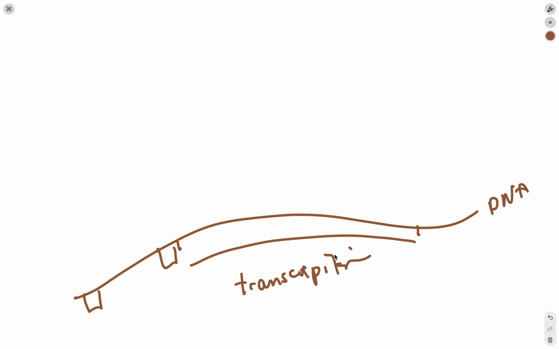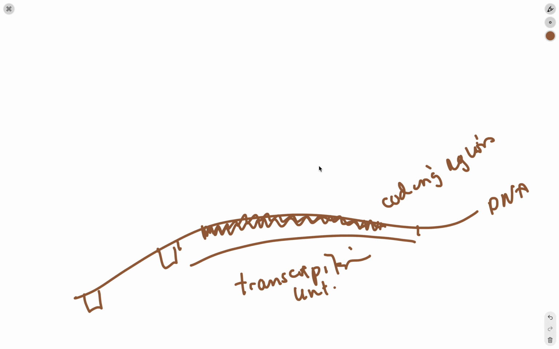Oops, I spelled that wrong. And then also we're going to have, as part of the DNA, so I'll make all this brown, this is going to be a coding gene, and so that's the coding region. The coding region is a subset of the transcription unit. And so this is going to go on and get translated.